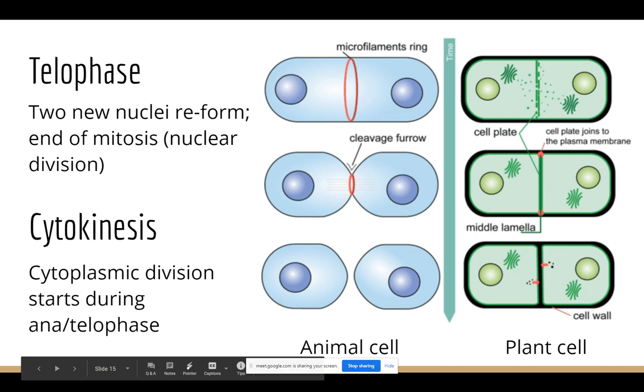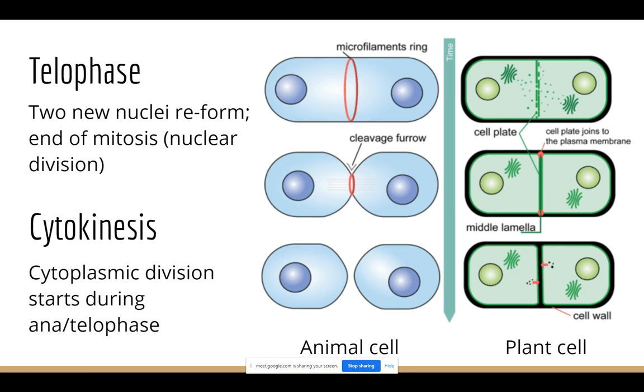Cytokinesis is slightly different in plants and animals because plant cells have a cell wall and animal cells don't. The way that they divide is slightly different. In animal cells, that's the picture on the left here, a ring of microfilaments, another structure that makes up the cytoskeleton, forms around the center of the cell, and then it slowly gets shortened and starts literally squeezing the cell in two because the cell membrane is flexible, and so it can just be pulled in like that.